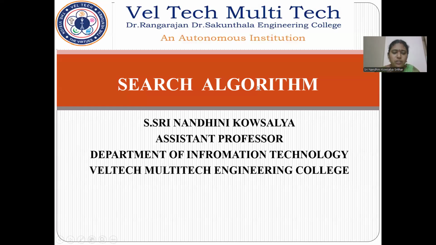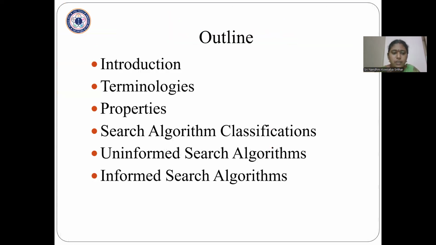Good morning, all. Today we are going to see about the topic search algorithm, which comes in artificial intelligence and data science. The subject code is 231 IT521, which comes in fifth semester. This is the outline of today's presentation.